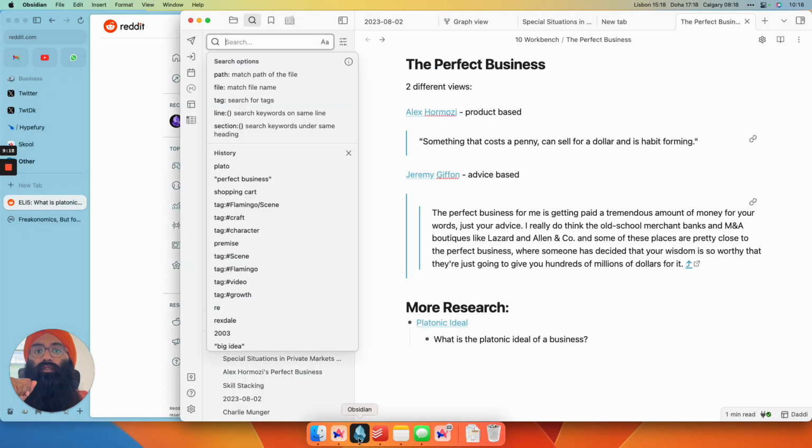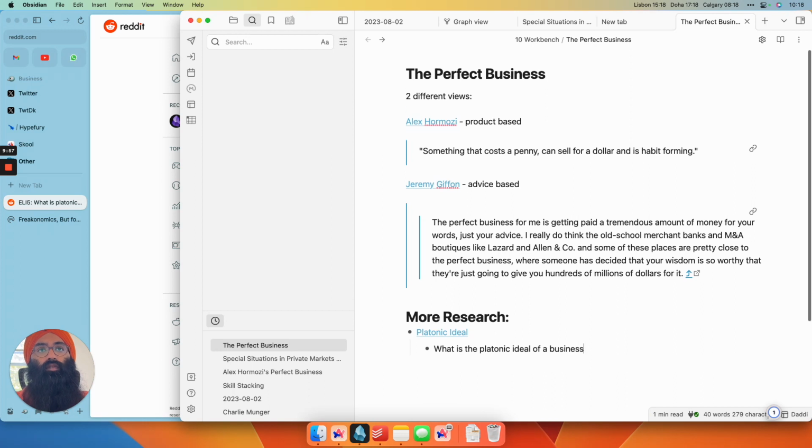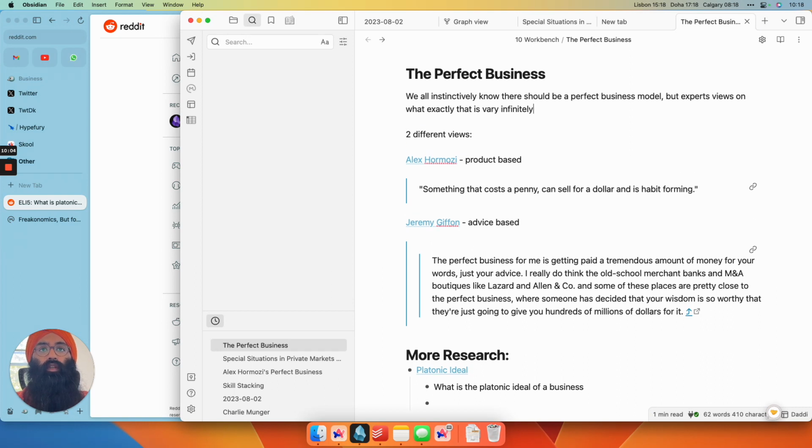Okay, so that gives me a very high level grasp of this, right? So, kind of like we all instinctively know there should be a perfect business model, but experts' views on what exactly that is vary infinitely. Now I kind of have my own idea here. This is really the crux of my idea. So let's pop it in here.